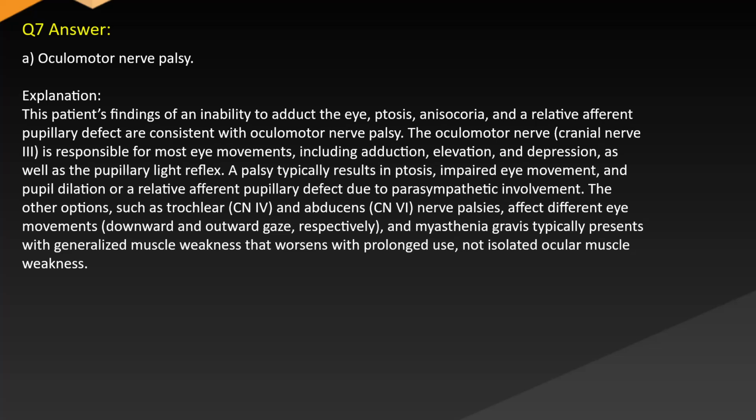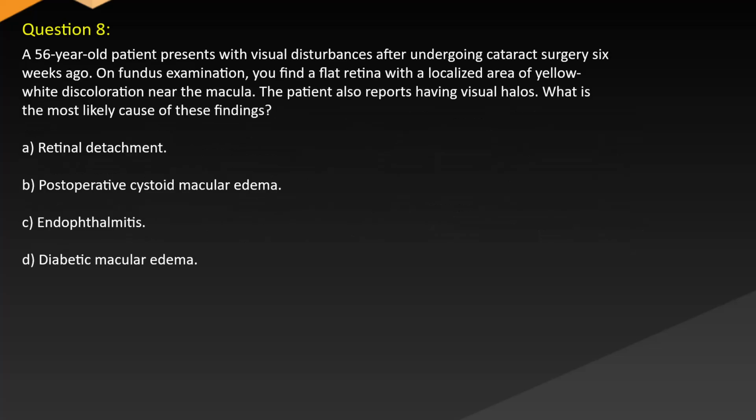The other options, such as trochlear and abducens nerve palsies, affect different eye movements, downward and outward gaze respectively, and myasthenia gravis typically presents with generalized muscle weakness that worsens with prolonged use, not isolated ocular muscle weakness. Question 8. A 56-year-old patient presents with visual disturbances after undergoing cataract surgery 6 weeks ago. On fundus examination, you find a flat retina with a localized area of yellow-white discoloration near the macula. The patient also reports having visual halos. What is the most likely cause of these findings?